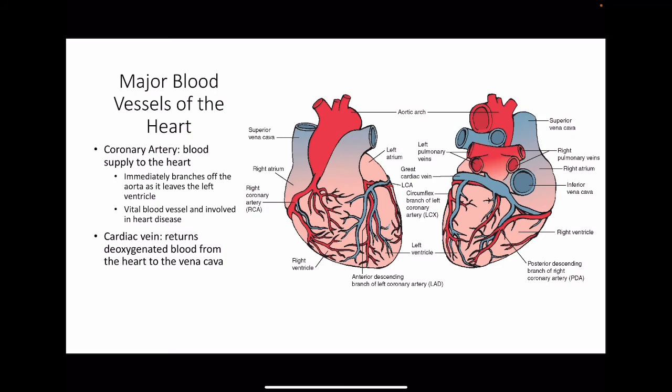The cardiac vein is also the blood vessel that returns that deoxygenated blood to the vena cava. So it dumps right into the vena cava as it enters back into the heart. So these vessels are really important, medically speaking, because these blood vessels are frequently affected by heart disease.